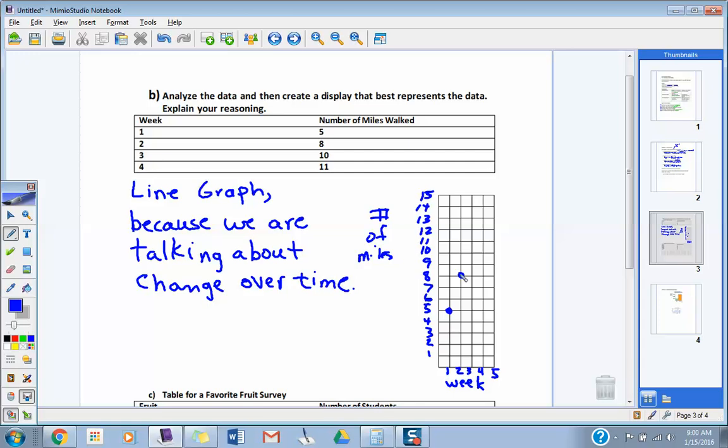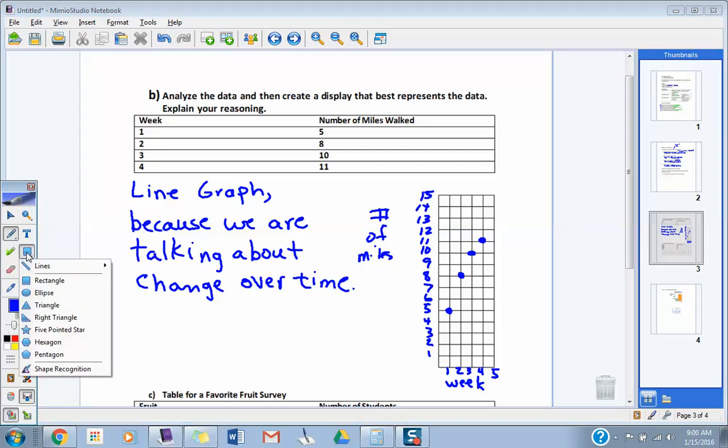Three weeks, how far have you gone? How many miles did you walk in week 4? 11. Okay, and that's all we account for, right? Guys, line graphs are great about showing trends over time. So if I would go ahead and connect my lines right here like this, I'll try my hardest.